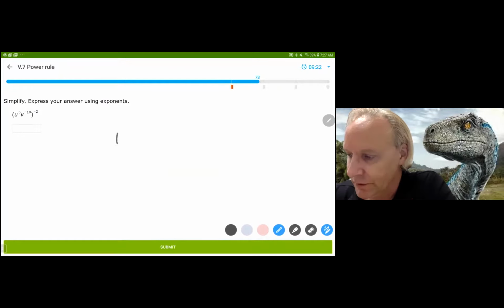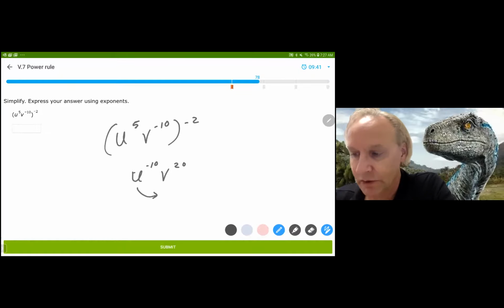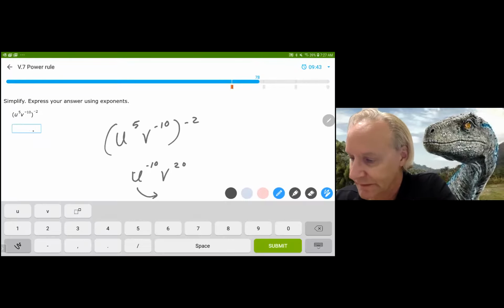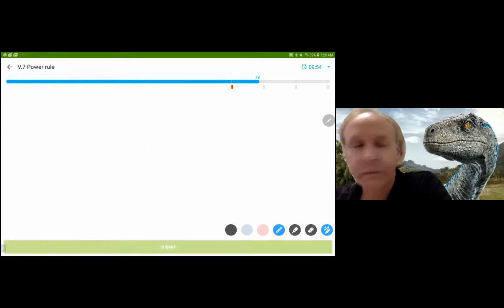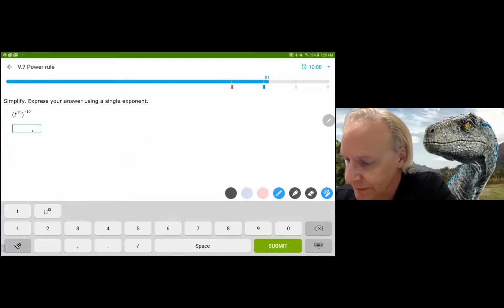Okay, so we've got u to the 5th, v to the negative 10, raised to the negative 2 power, and we end up with u to the negative 10, v to the 20th power. And of course, we could move that u to the denominator or not. It doesn't make any difference. In this case, they just wanted us to use the negative exponents. Double check my answer, looks good. Okay, that is t to the negative 100.